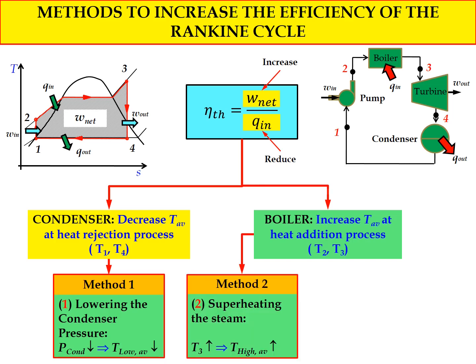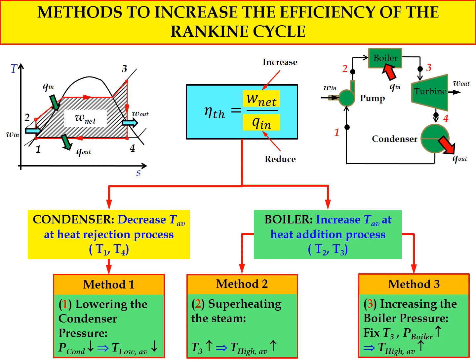The second method, under the modification of the boiler, where we increase the value of T average during the heat addition process, is what we call superheating the steam, where we increase the temperature T3. When we increase the temperature T3, the value of T high average, where T high refers to the temperature during the heat addition process, will increase.